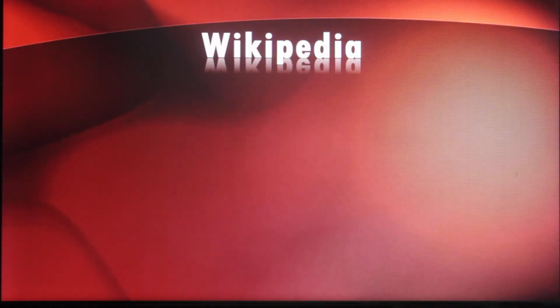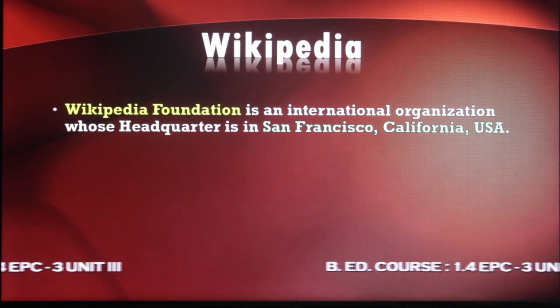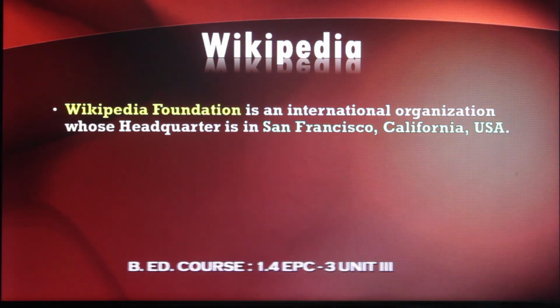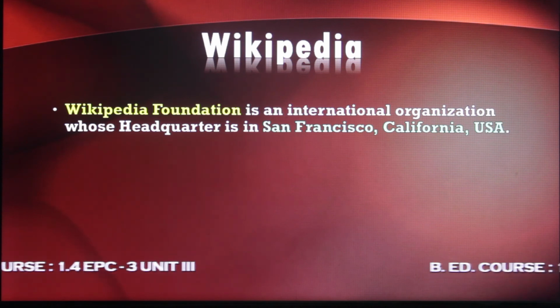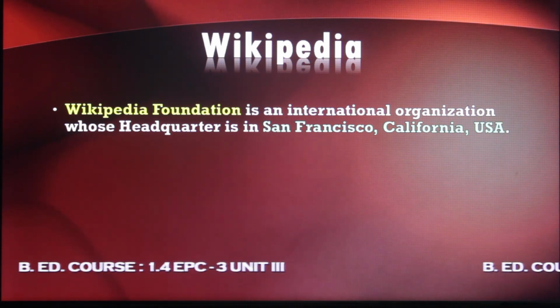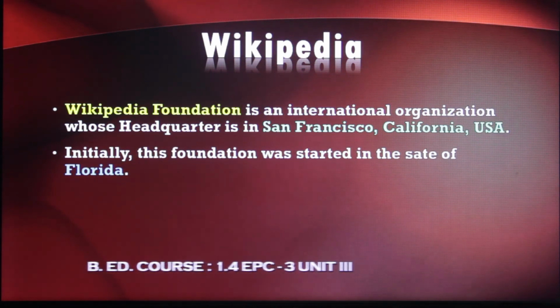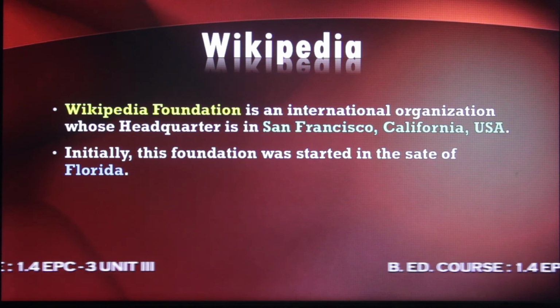The Foundation is an international organization whose headquarters is in San Francisco, California, that is in the USA, the United States of America. Initially, this foundation was started in the state of Florida.